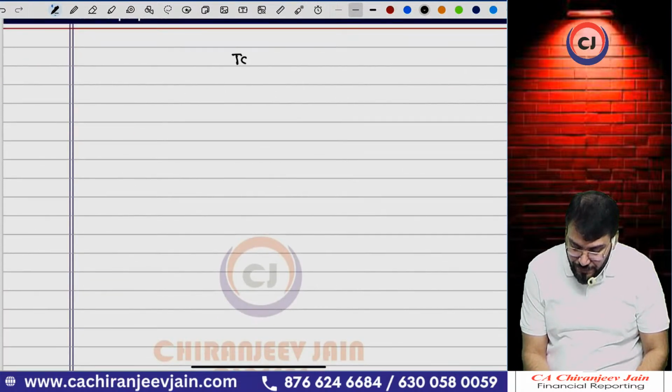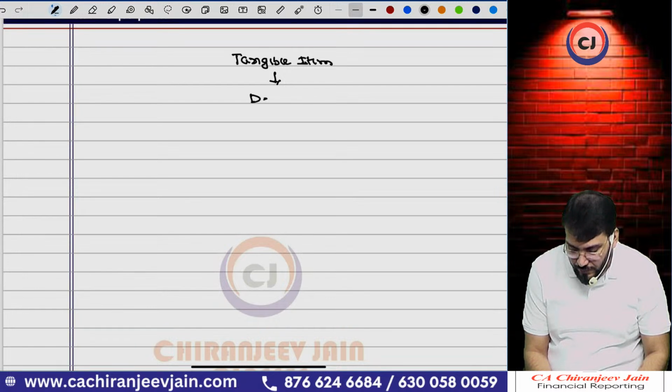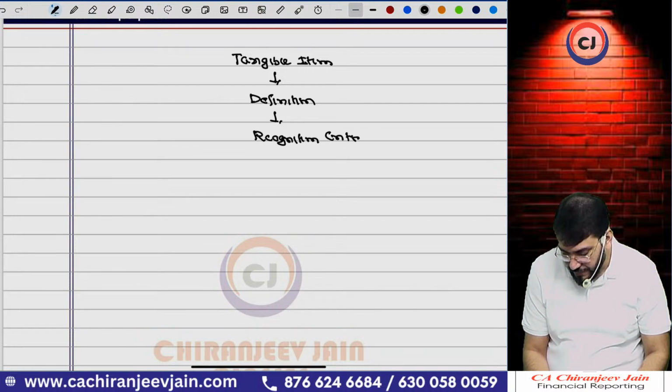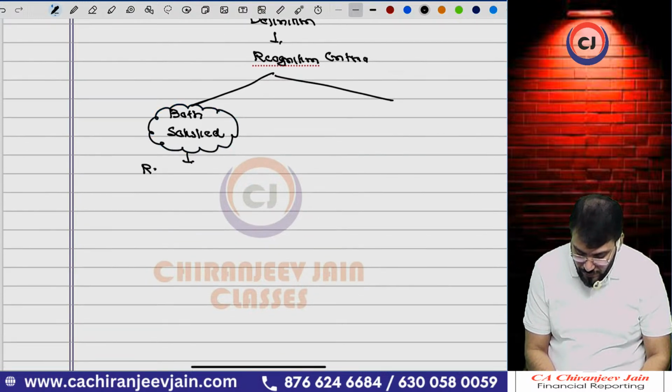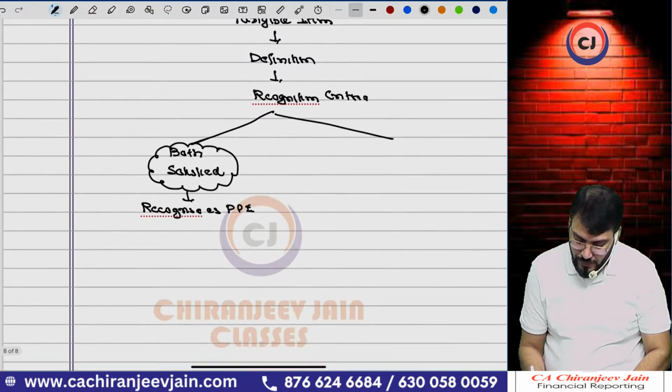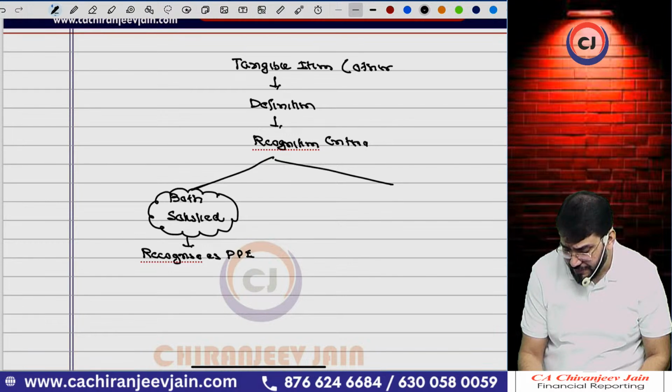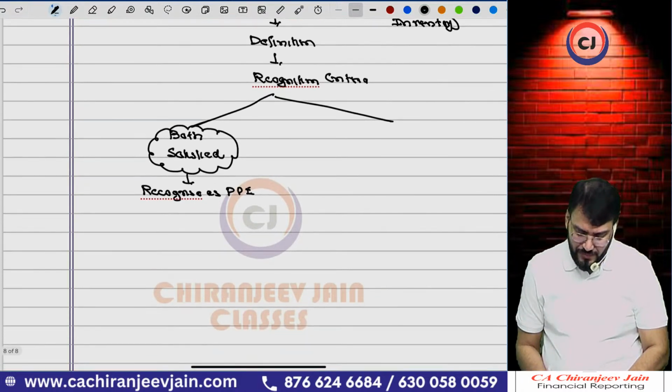If for any tangible item other than inventory, first apply definition, then apply recognition criteria. Both satisfied, recognize as PP. Correct?